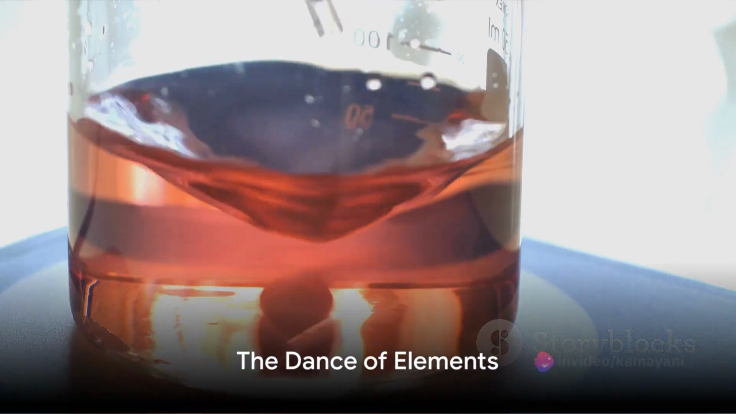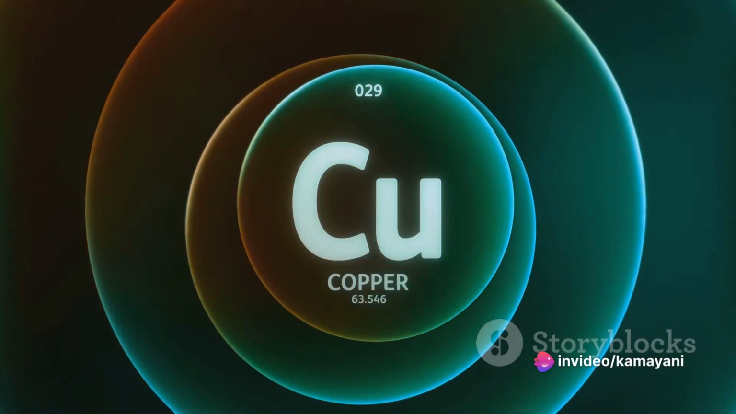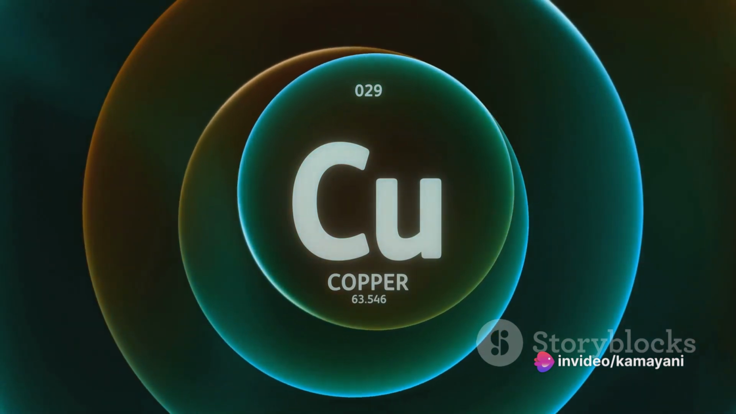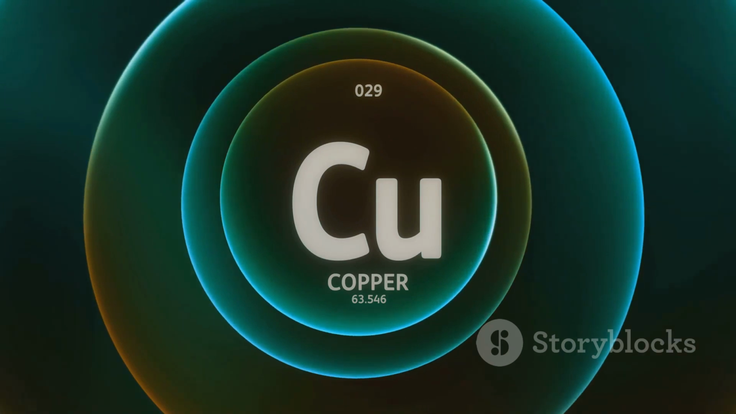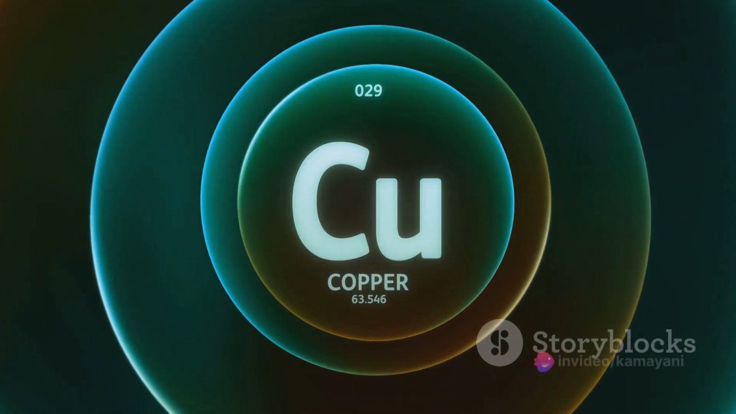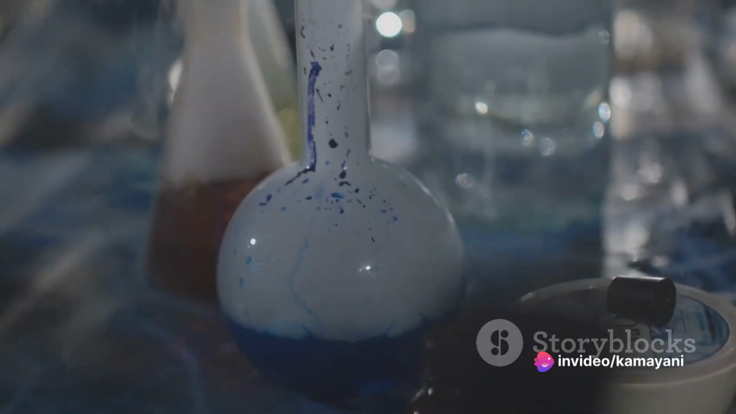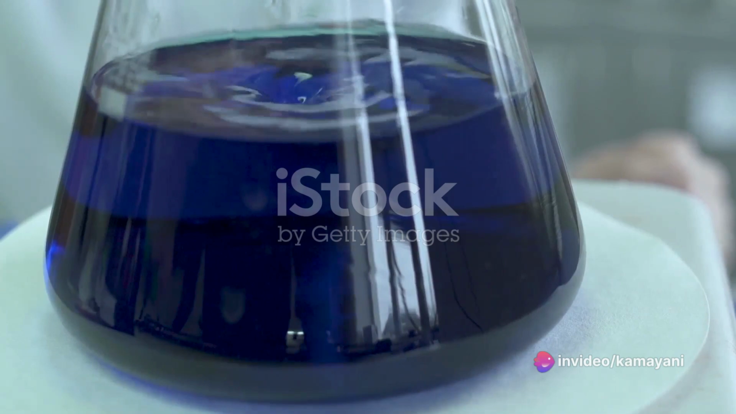Ever wondered what happens when iron meets copper sulphate? Well, it's a fascinating dance of elements resulting in a spectacular display of chemistry at work. Imagine a scenario. You have a clear blue solution of copper sulphate and you drop an iron nail into it. As time passes, you start to notice changes. The clear blue solution gradually starts to turn green.